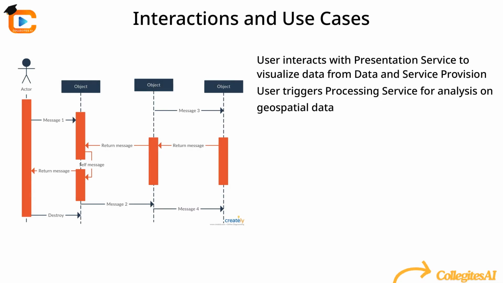The interactions between these components can vary depending on the specific use case and implementation. For instance, a user might interact with a presentation service to visualize data from a data and service provision component. Alternatively, a user might trigger a processing service to perform an analysis on geospatial data.